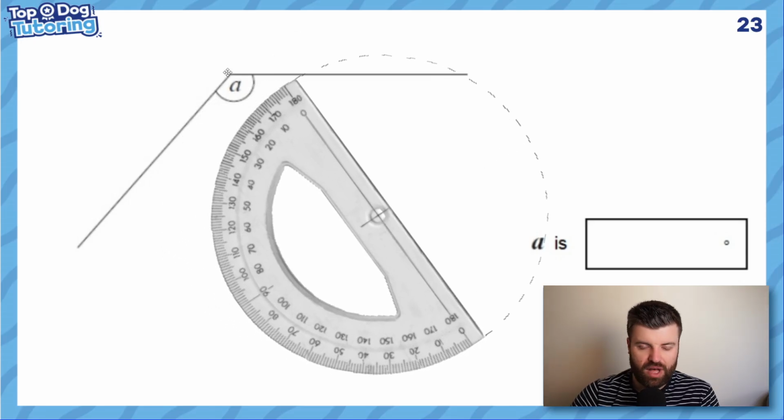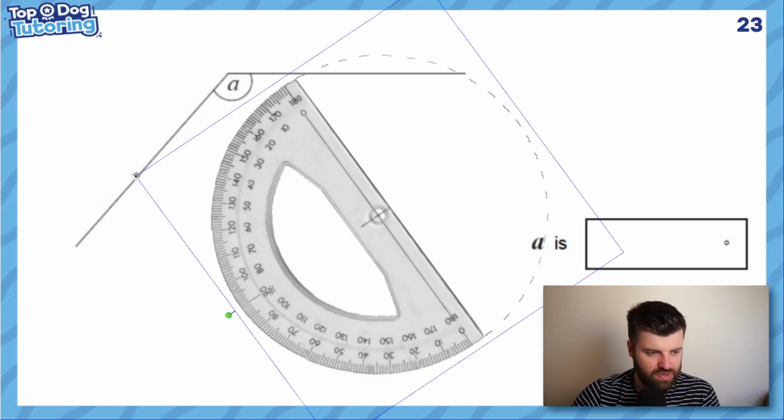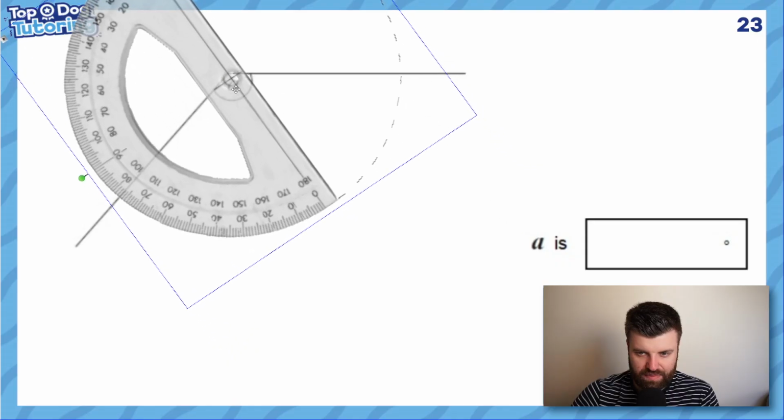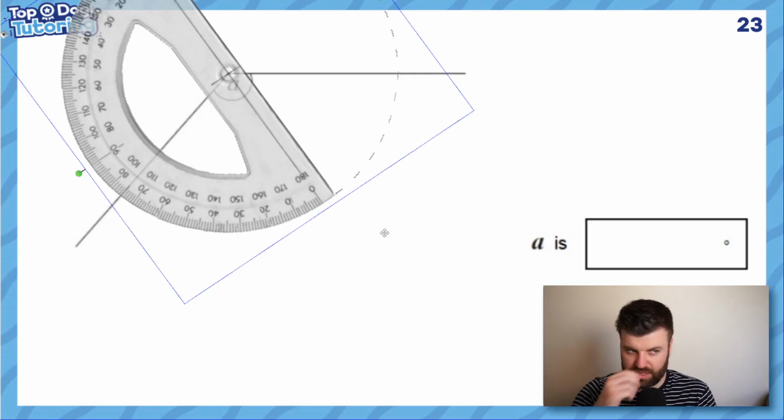The most important part of an angle when it comes to measuring is where the two lines meet. Right here where my mouse is. You can see it hovering. I'm moving it around. Right here. Because what we need to do is get this cross we see on the protractor to meet exactly where those two lines are. Just like that. Okay? That's the first point.